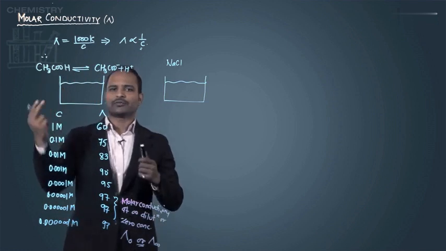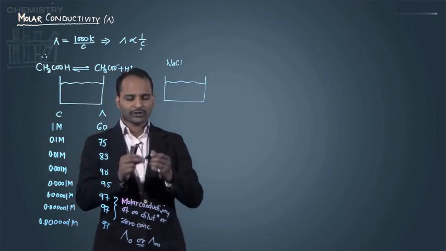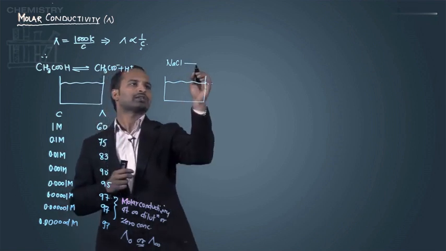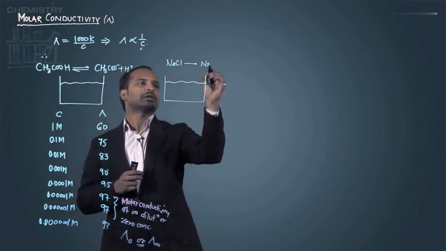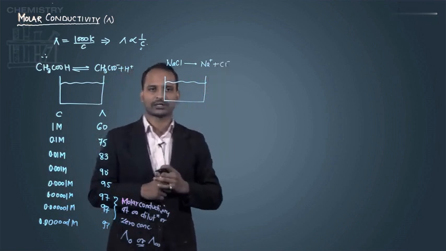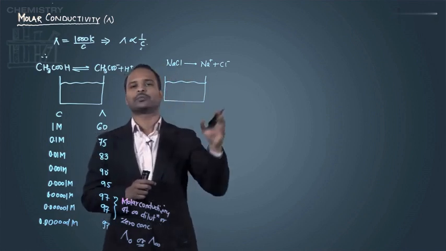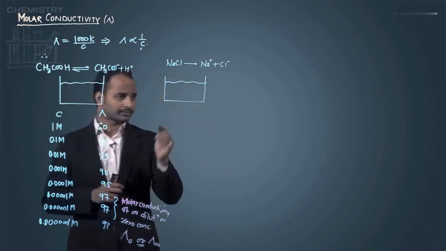Here I said that with the dissociation, on dilution, more ions were forming. In case of NaCl, which is a strong electrolyte, and being a strong electrolyte, it dissociates completely and produces Na+ and Cl-. Means if I have 100 molecules of NaCl, then in water all 100 molecules get converted into ions.